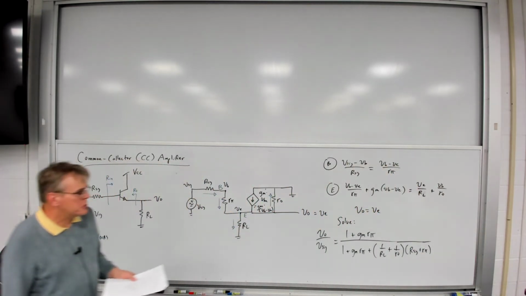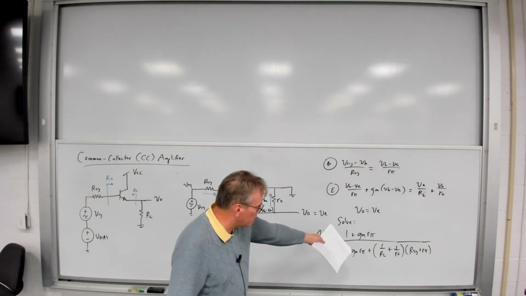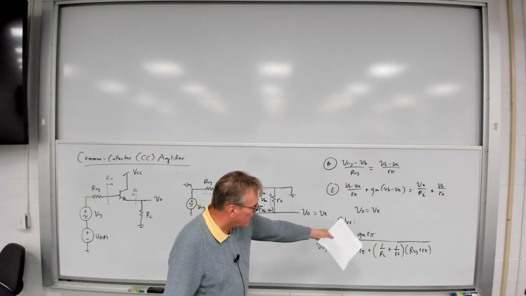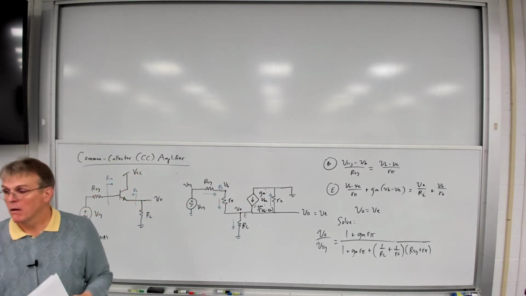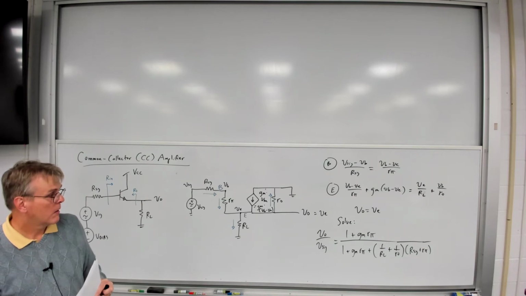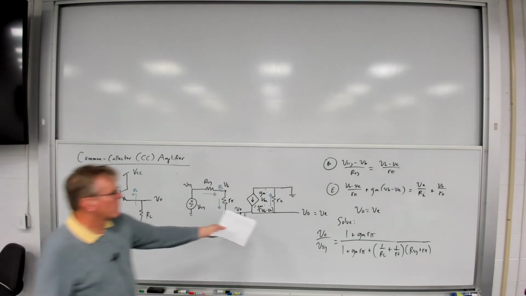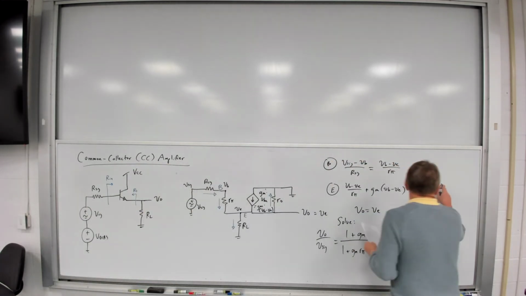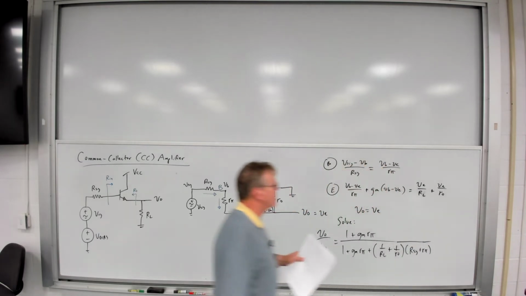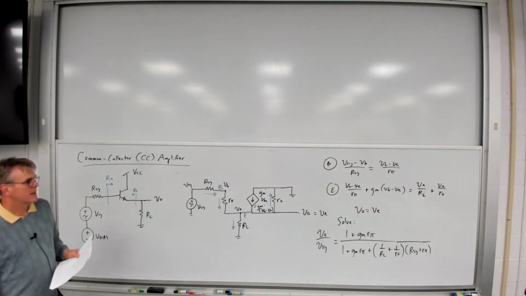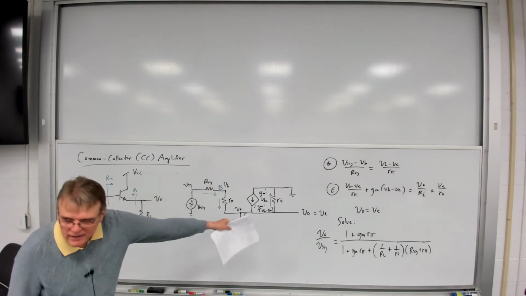We get 1 plus GMR pi over 1 plus GMR pi plus 1 over RL plus 1 over RO multiplied times R sig plus R pi. So, yes? In that equation, should it be VE over RO? Did I? Oh, I'm sorry. Thank you very much. It should be VE over RO. Math error there. Thank you. VE over RO. Correct. Okay, so solving those equations, I get the following.